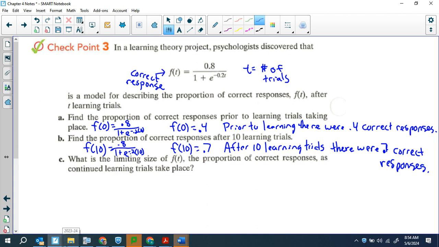And then part C again says what's the limiting size, the proportion of correct responses as continued learning trials take place. So again, we find that in what part of our fraction? c, which is at the top, so 0.8 would be our correct responses.